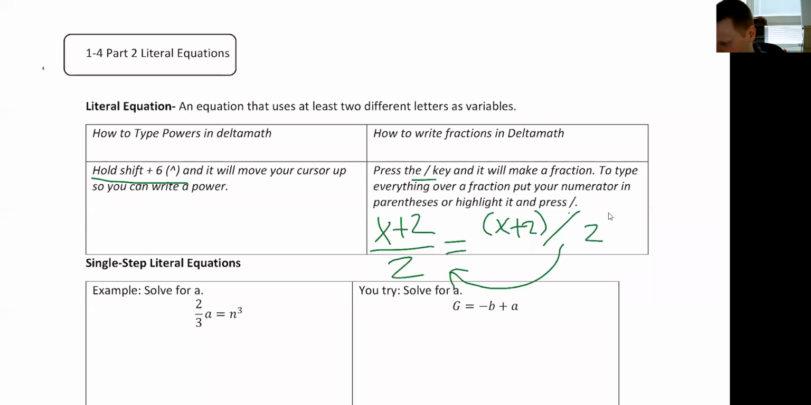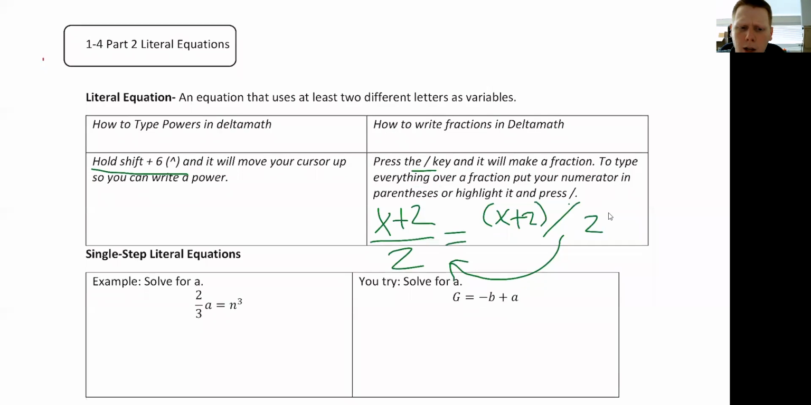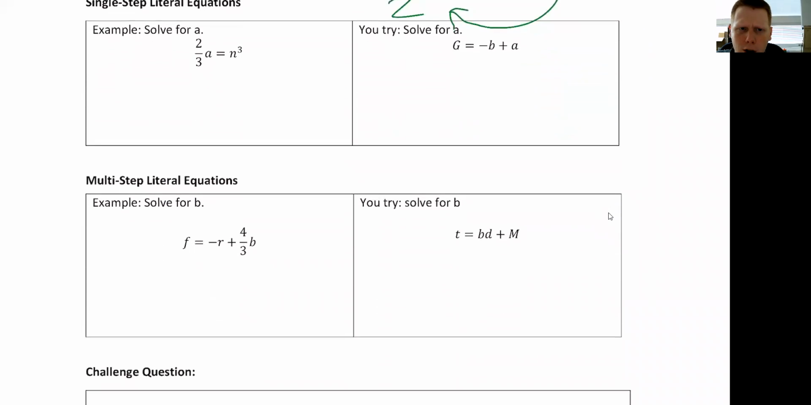If you're having trouble, call us over. We'll help you with this. But just a couple of tips on how to type these into Delta Math. Sometimes it can be a little bit tricky. All right, so let's jump into our examples.